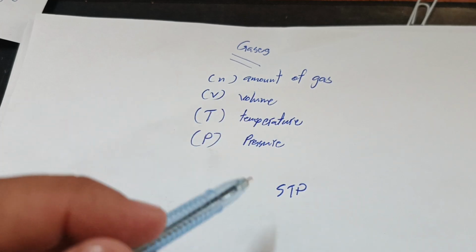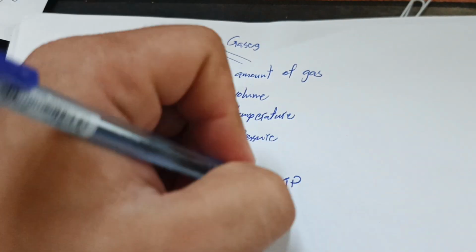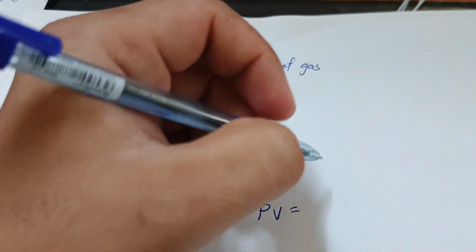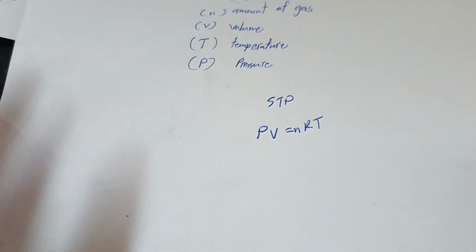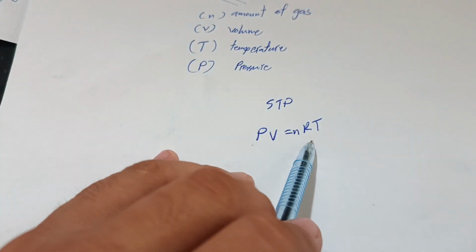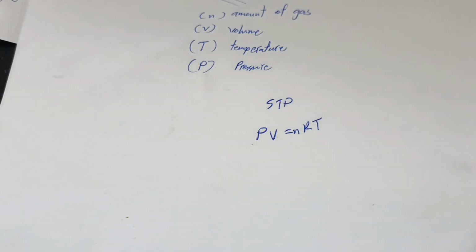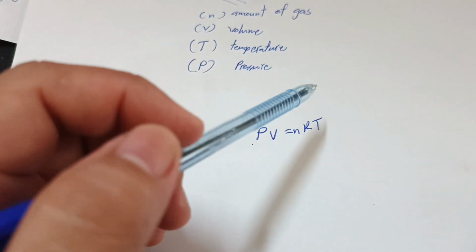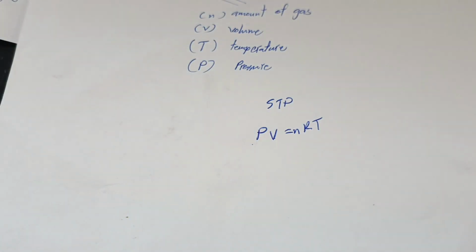which is called the ideal gas law or ideal gas equation, which is PV = nRT. P is pressure, V is volume, n is the amount of gas, R is the gas constant, and T is temperature. The ideal gas equation is derived from the four laws I have stated earlier: Boyle's law, Charles's law, Avogadro's law, and Dalton's law.